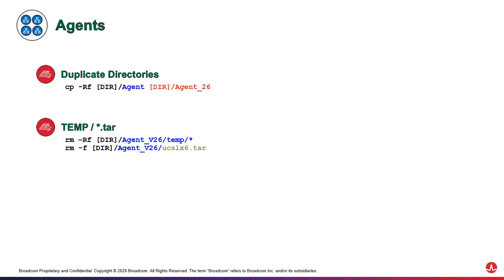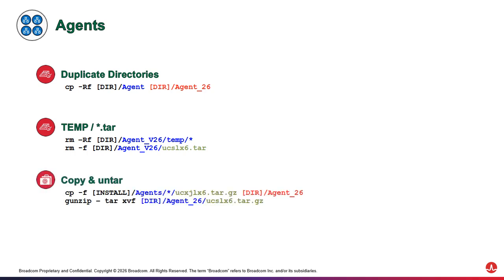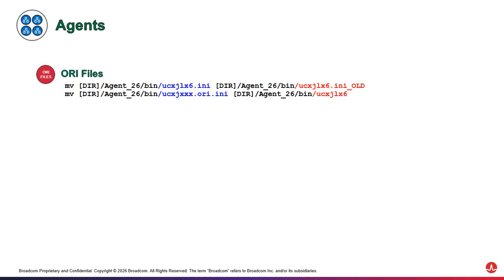We duplicate the main agent directory. We do the same for the service manager, as we've already shown. Empty the temp directory and remove the old tar installer for both components. Copy the new agent installer. Unzip and untar. Configure the new INI files using the ORI files.